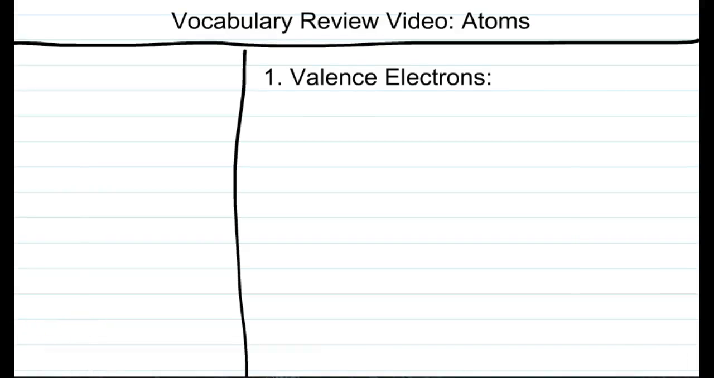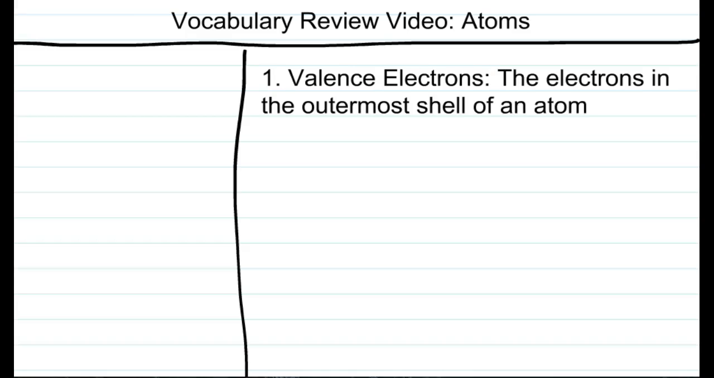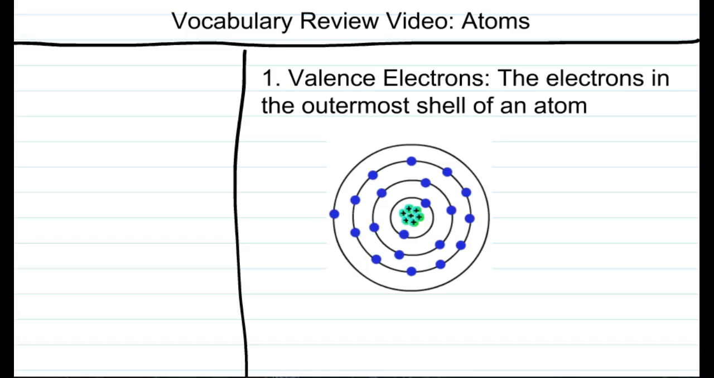Just like any video, pause it if it's going too fast, or rewind it if you need to. So a valence electron, or electrons, depends. Now it's talking about the electrons in the outermost shell of an atom. So see if you can tell how many valence electrons this atom has. Pause it if you want to try before I tell you.